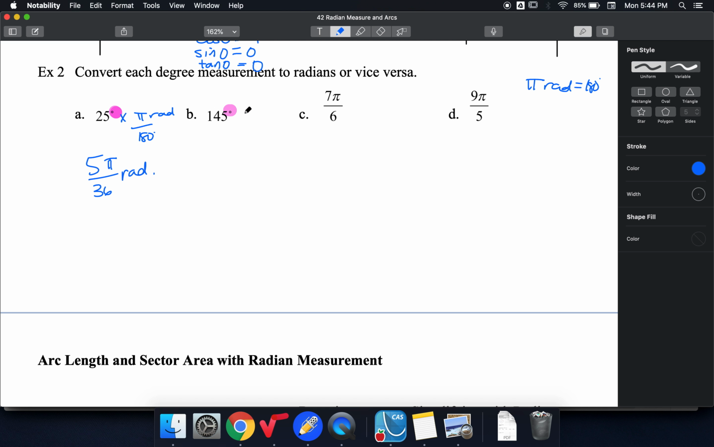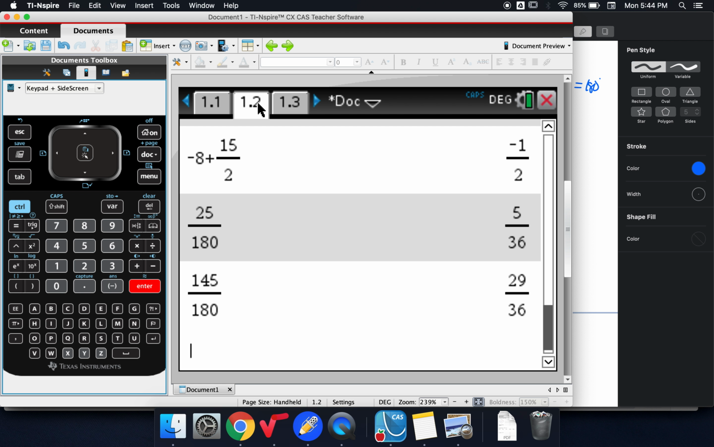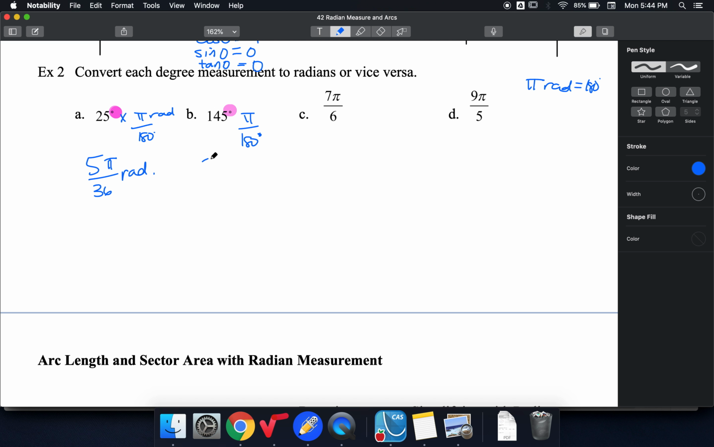All right, I'm going to do the same thing. Multiply by pi, divide by 180 to cancel out the degrees. 29 over 36. So 29 pi, don't forget your pi, over 36 radians.